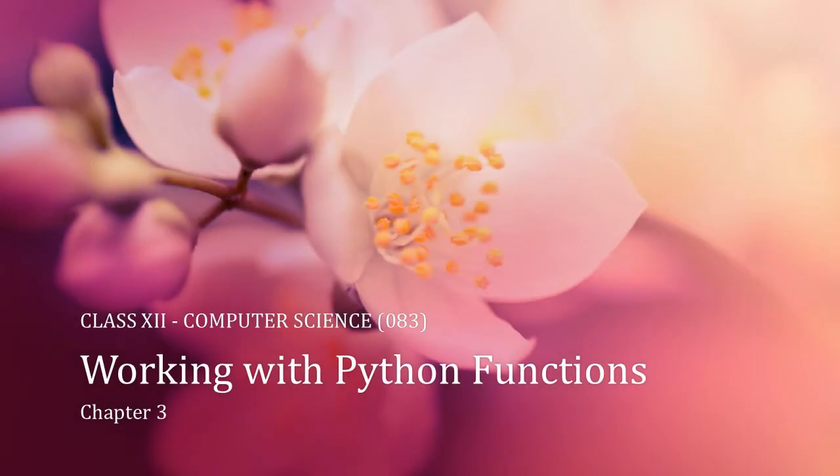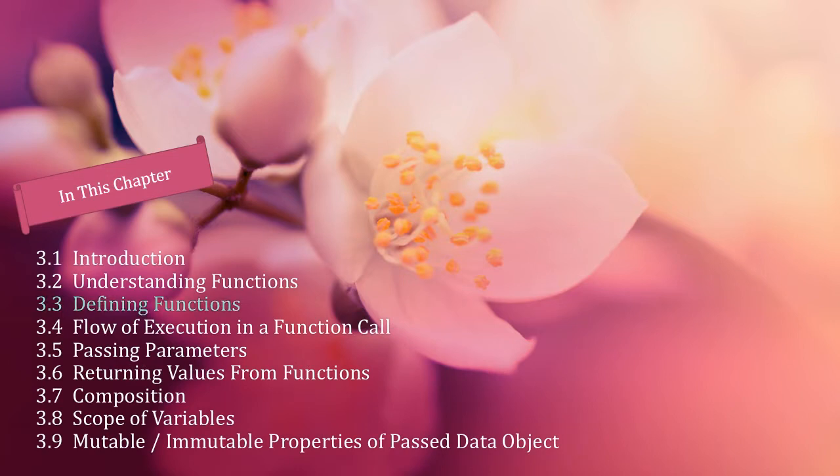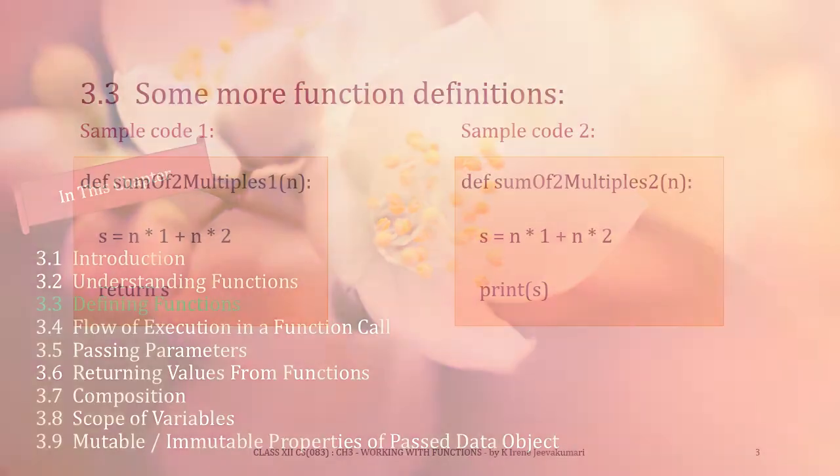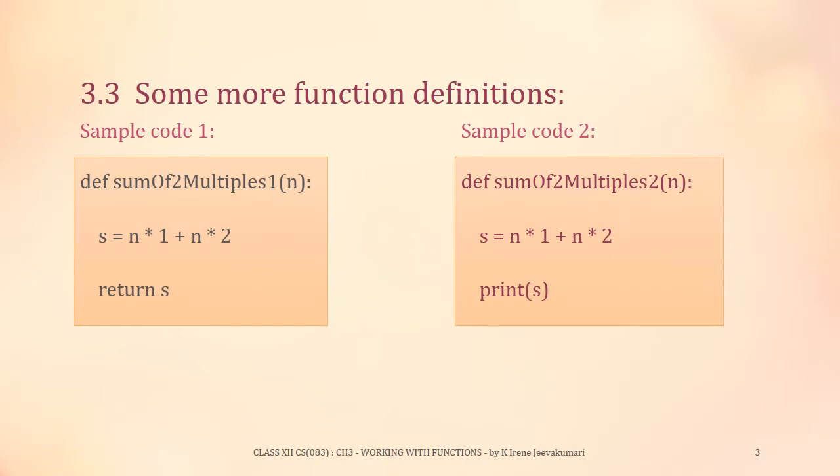In this video, you will learn your class 12 computer science topic working with Python functions. The subject code is 083. In this part 3 video, you will learn more examples for defining functions. Let us see some more function definitions.